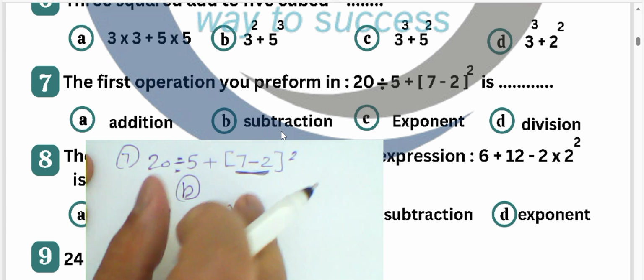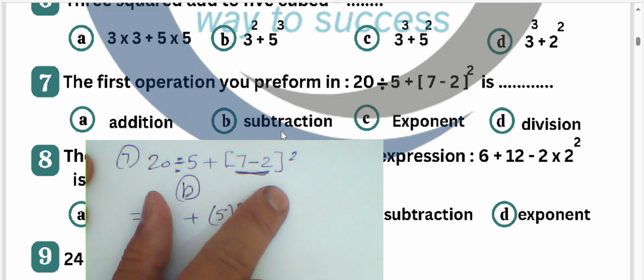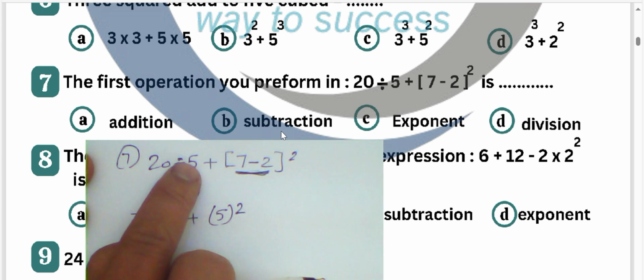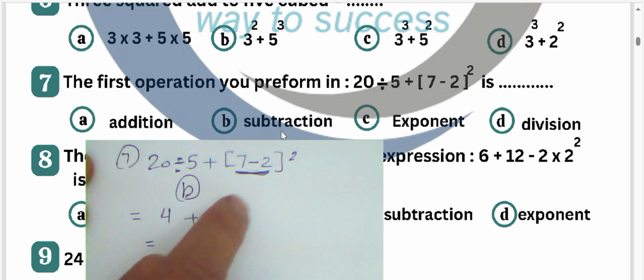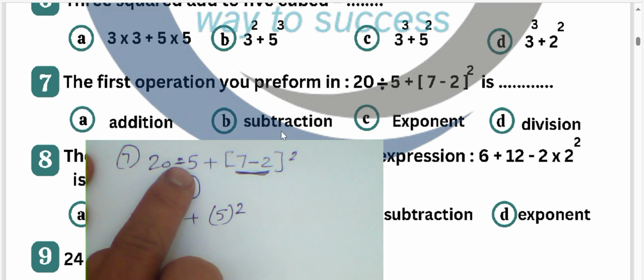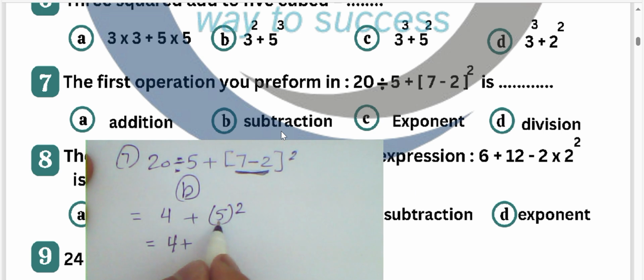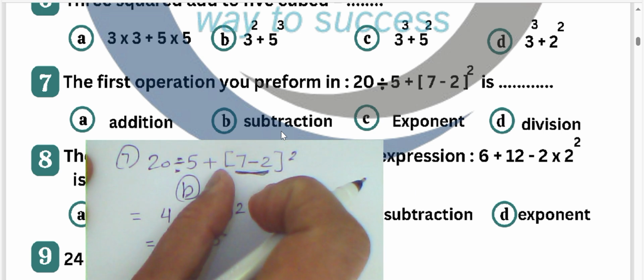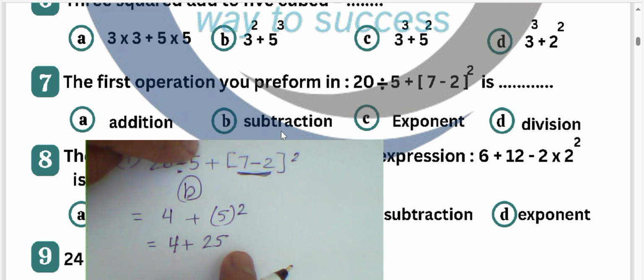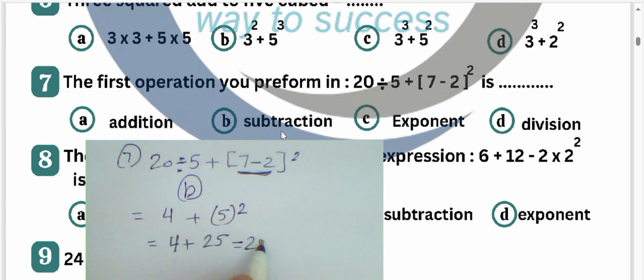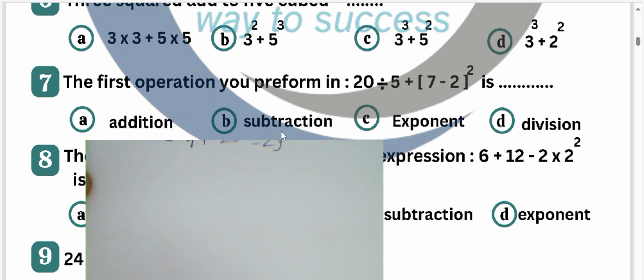We must do the brackets first, parentheses first, exponent next, multiplication and division the same step, addition and subtraction from left to right, first come first served. In the brackets, 7 minus 2 is 5. Then 5 power 2 is 25. Then division, 20 divided by 5 is 4. 4 plus 25 is 29. So you must choose letter B, subtraction first.